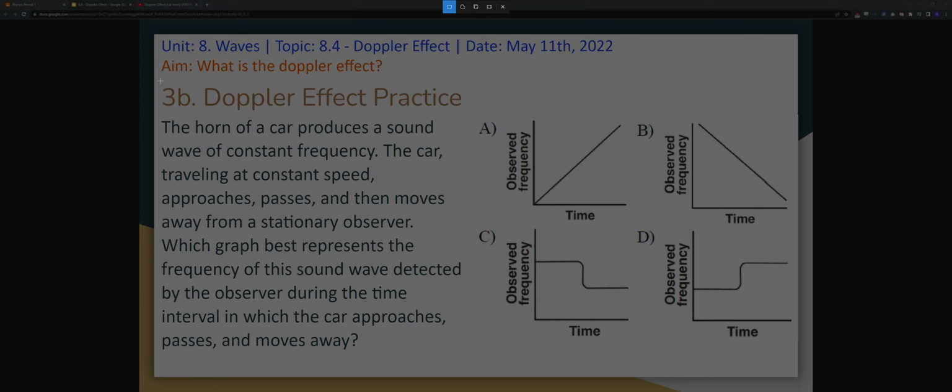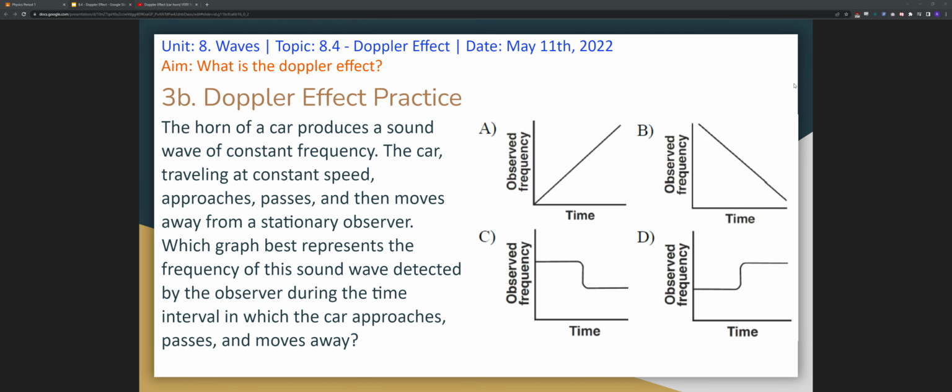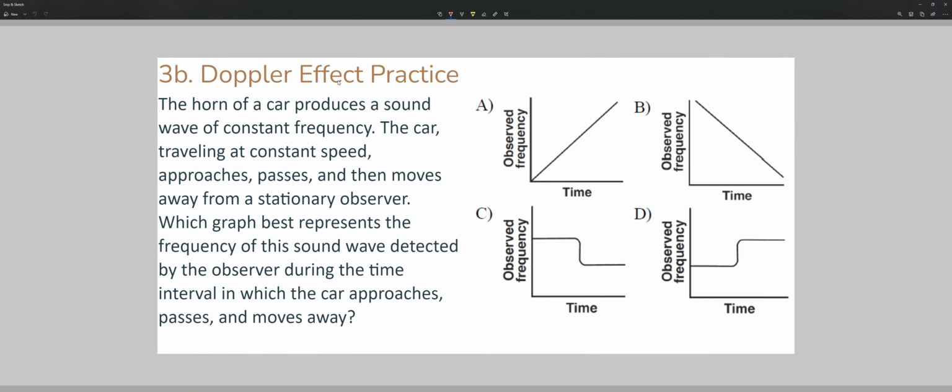Now this one might be a little bit harder. The horn of a car produces a sound wave of constant frequency. The car traveling at constant speed approaches, passes, and then moves away from a stationary observer. Which graph best represents the frequency of the sound wave detected by the observer during the time interval in which the car approaches, passes, and moves away?